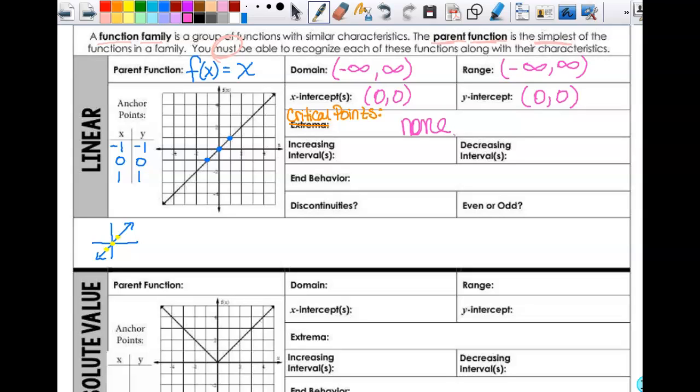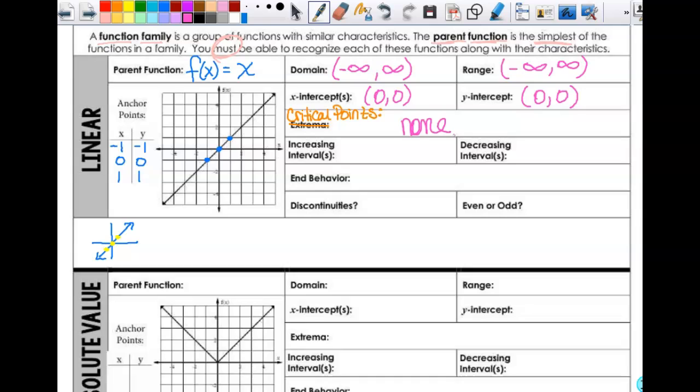Increasing and decreasing. To change from increasing to decreasing or vice versa, you have to have a maximum or a minimum. I don't have one. So I'm not changing from increasing to decreasing, which means this function is either increasing the whole time or decreasing the whole time. Which one is it? You can't increase and decrease at the same time.